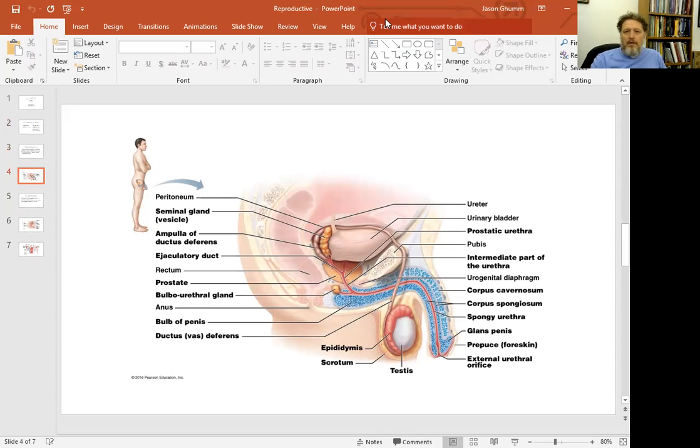On this, we have the picture of it. All right, so we have the testes. The scrotum is the sac holding it, that exterior sac. The testes is this white portion on this picture. This kind of pinkish portion around it is the epididymis.